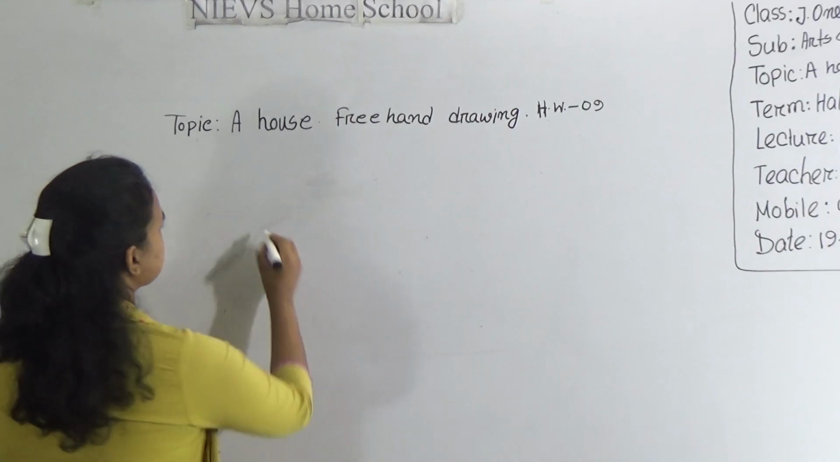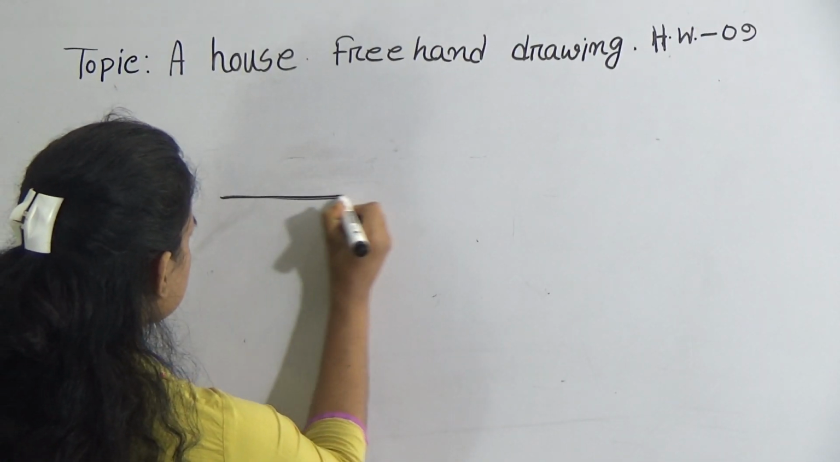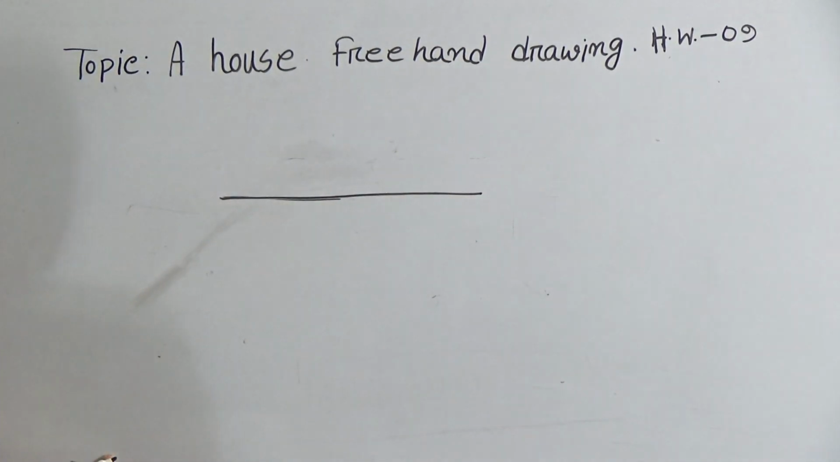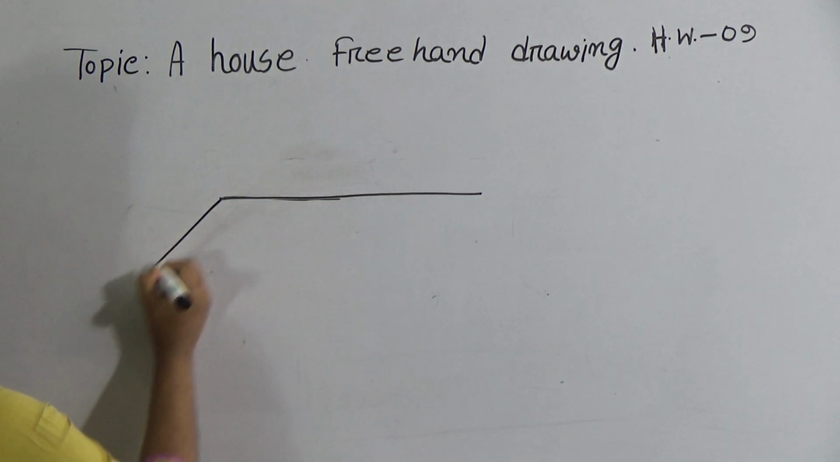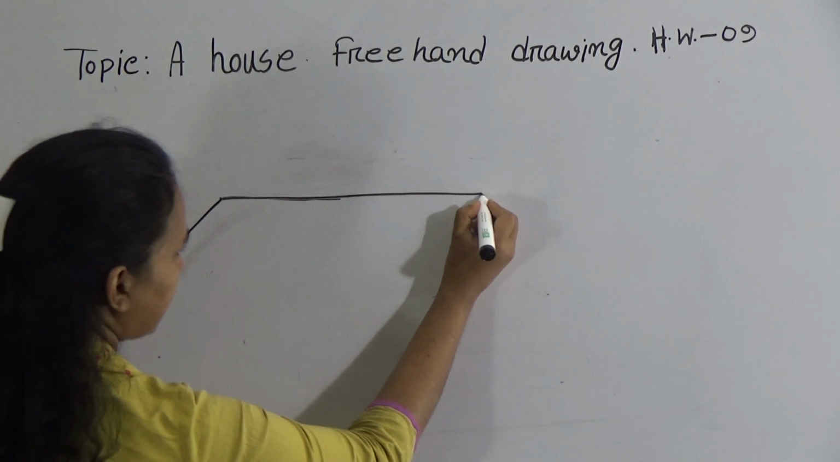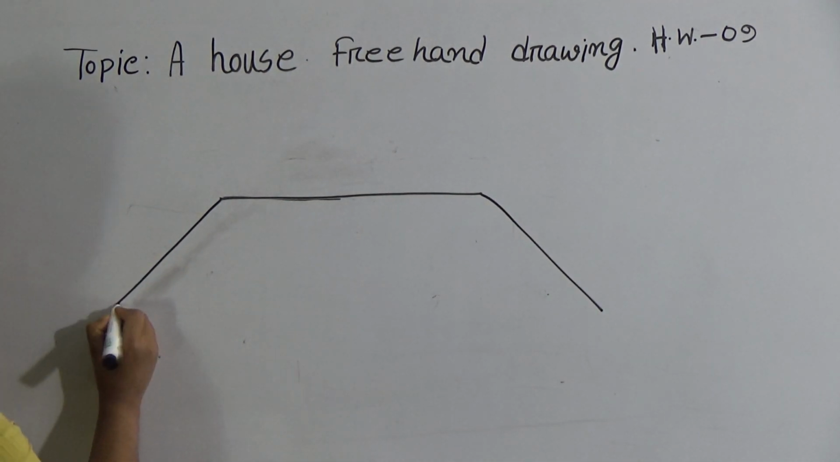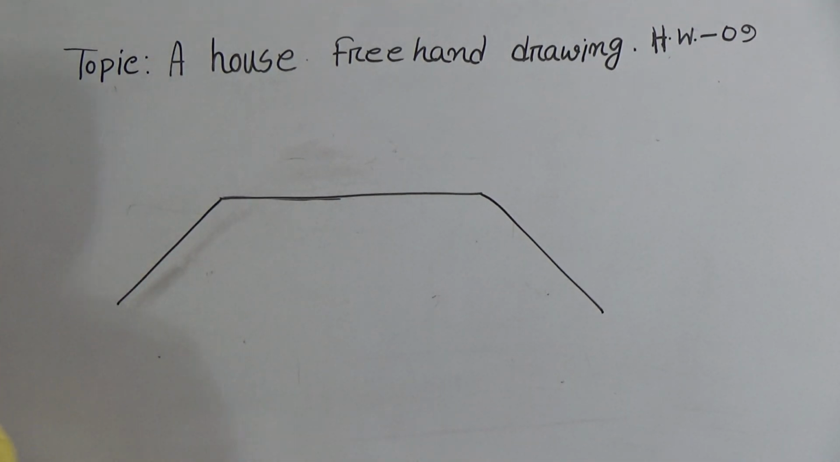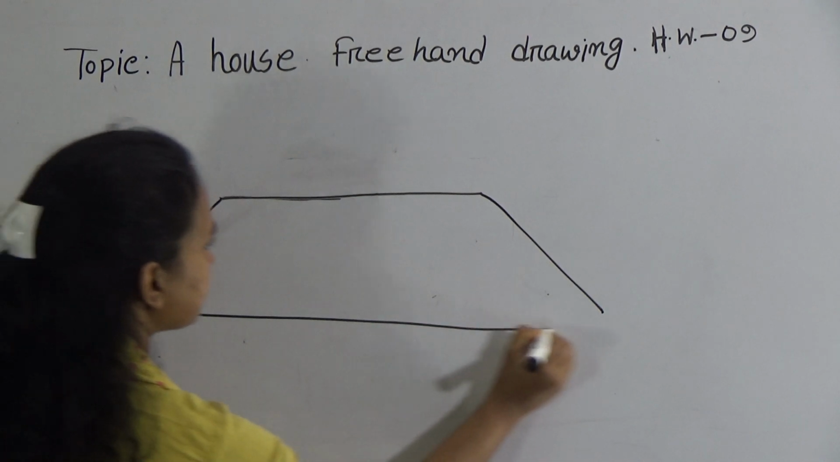First, draw a straight line. Okay, look, this one is your first step. Then give this line and this line like this. But listen to me very carefully: this line and this line will be the same. Then give a line like this.